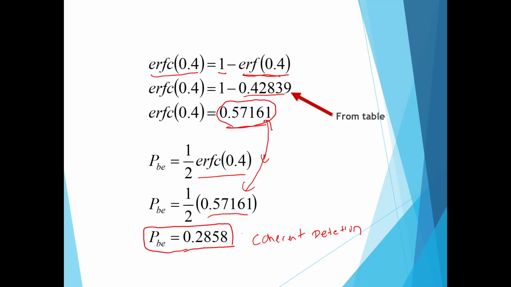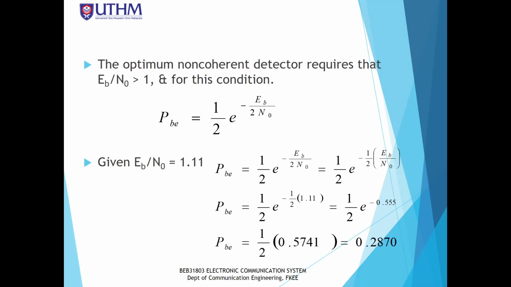And what if the receiver is using non-coherent detection? If the receiver is using non-coherent detection, we can use this equation. If you see from here, it is using the exponential equation, which is not based on the table. You can directly use your calculator. So this is for non-coherent detection at the receiver.